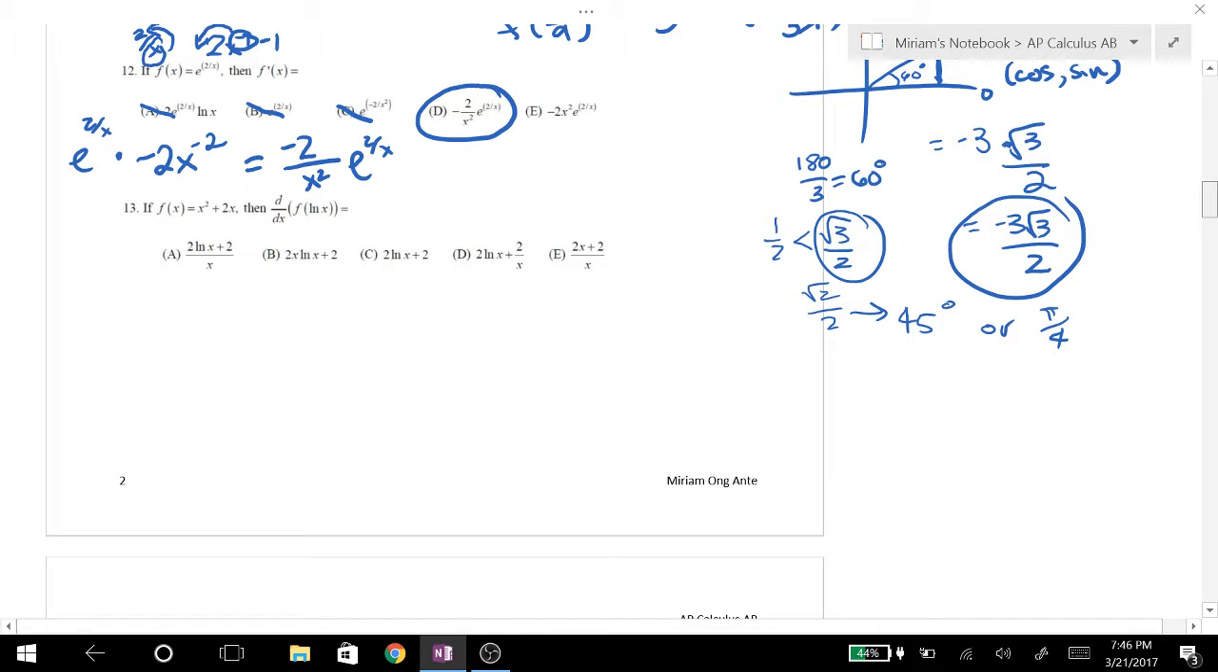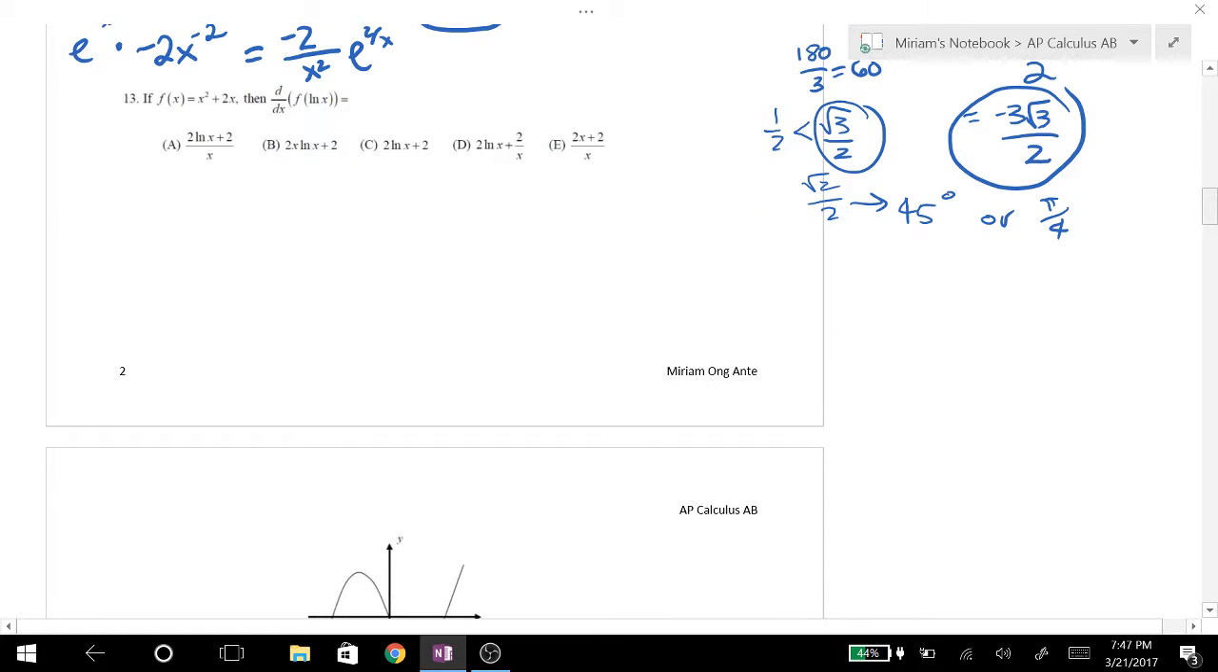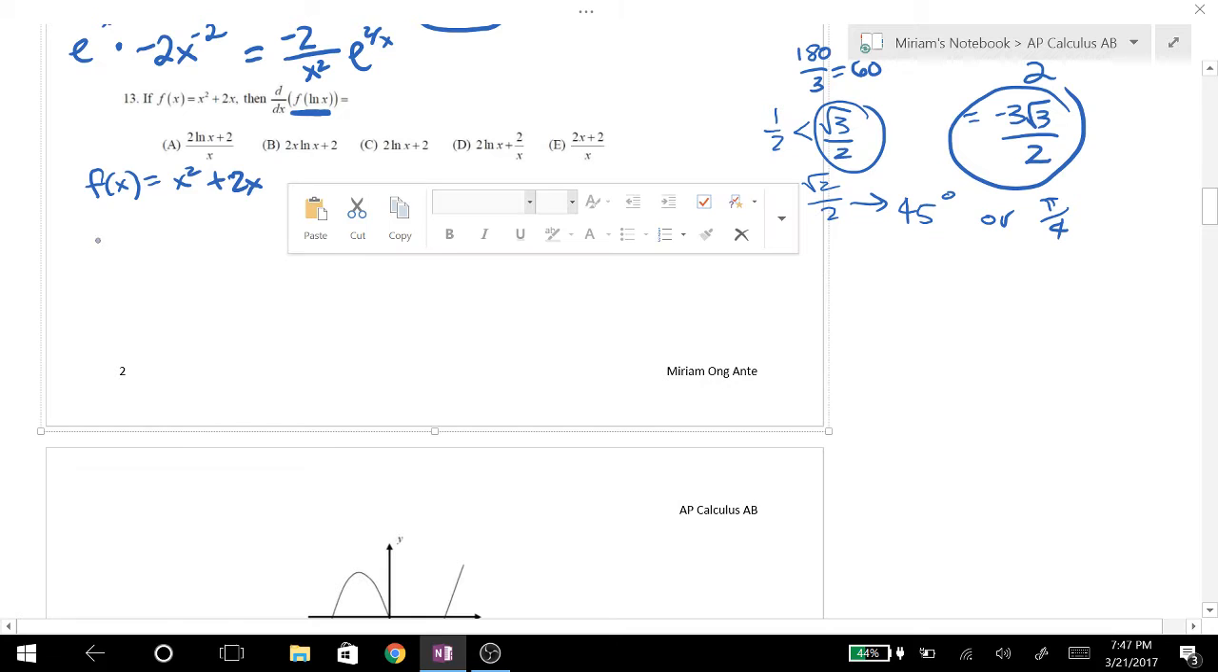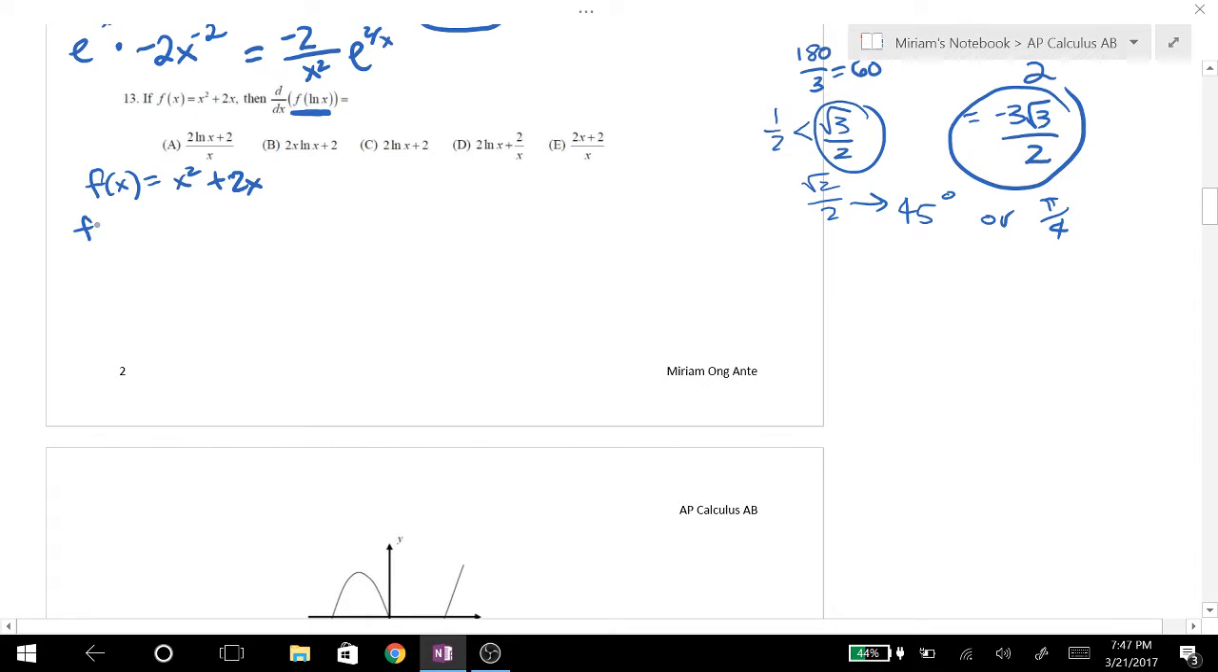For number 13, it's still asking for the derivative. However, they do want you to plug in natural log of x into the function first. So f of x is x squared plus 2x, and I'm going to plug in natural log of x. So I'm going to have f of natural log of x is natural log of x to the second power plus 2 times natural log of x. So now I need to get the derivative of this function, okay?